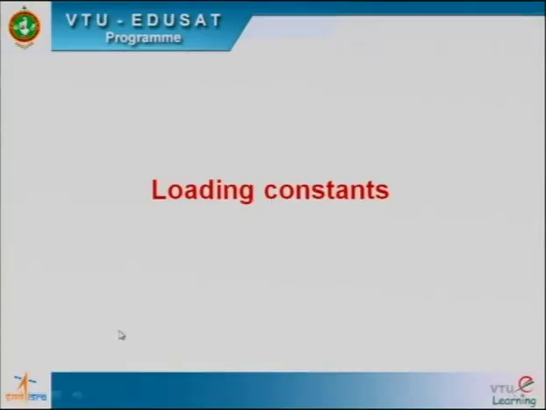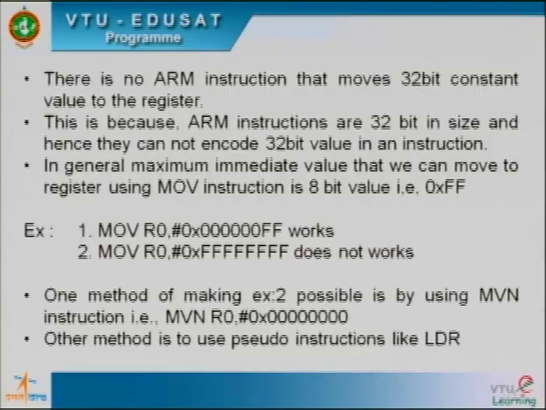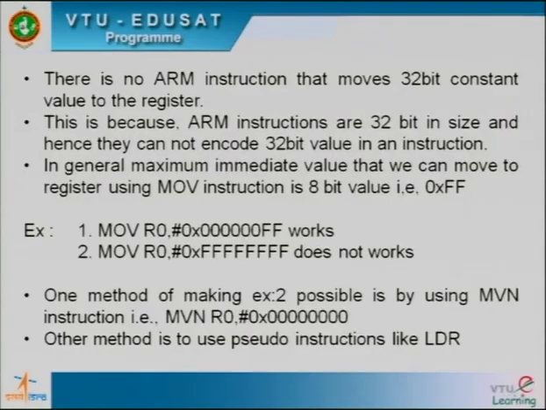Let's look at loading constants. The last classification of instructions in the ARM processor core is loading constants. How do we load a constant? The first point in this slide says there is no ARM instruction that moves a 32-bit constant value to a register. The data transfer instructions we have studied, MOV and MVN, cannot move a 32-bit constant value to a register. Why?